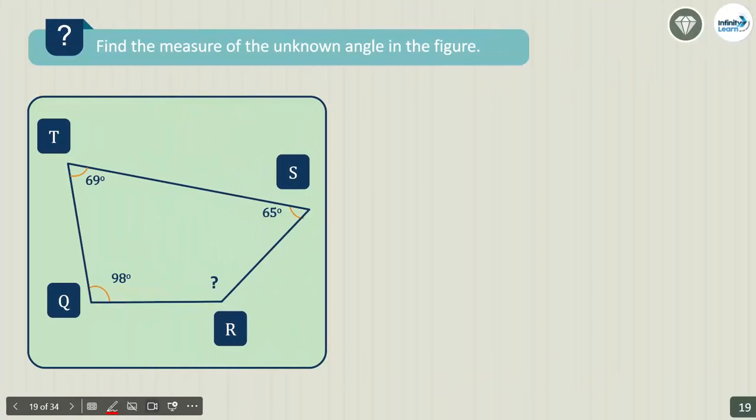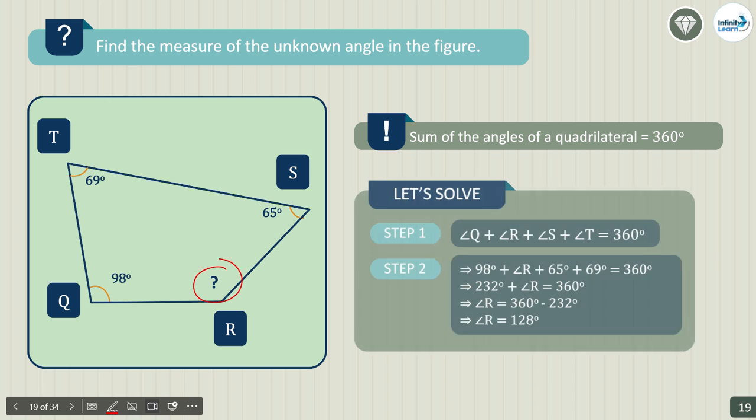Moving on further. Find the measure of the unknown angle. See, three angles are given. You have to find out the fourth angle. By angle sum property, angle Q plus angle R plus angle S plus angle T is 360 degrees.